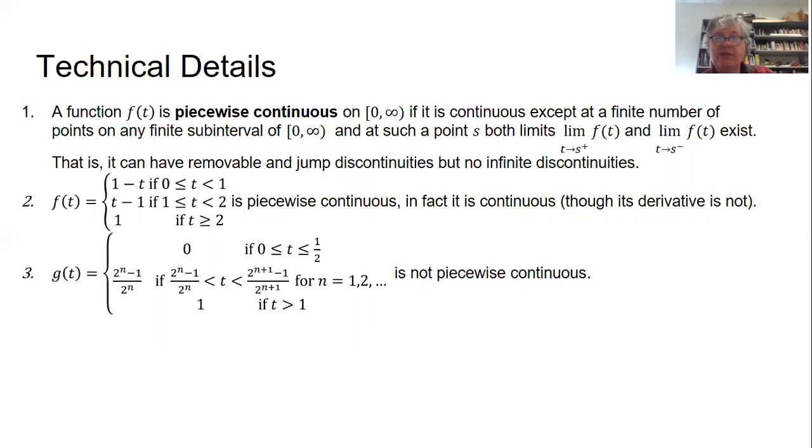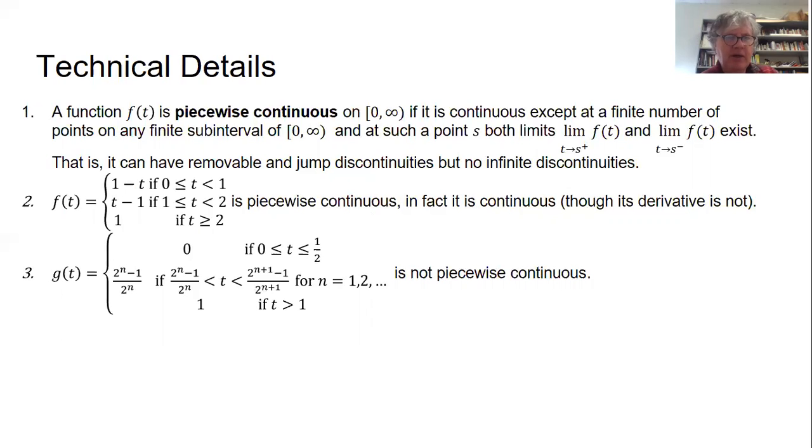That's piecewise continuous, as is its derivative. So it doesn't matter that the derivative doesn't exist at the point 1 or 2. It's still a piecewise continuous function.